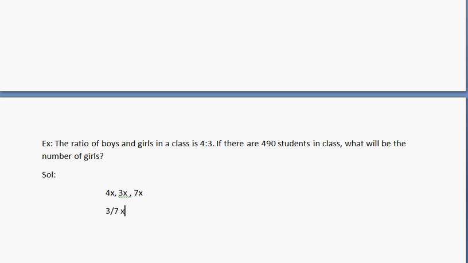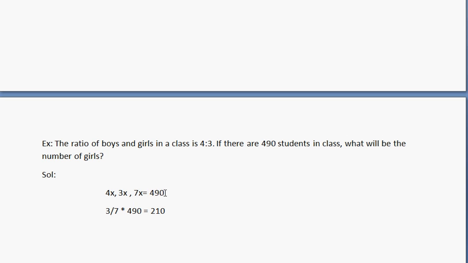And the total students are how many? They are 490. So 3/7 of 490 is our girls, which means we have 210 girls. We can also do it through linear equations. The total number of students is 7x, so 7x is equal to 490.